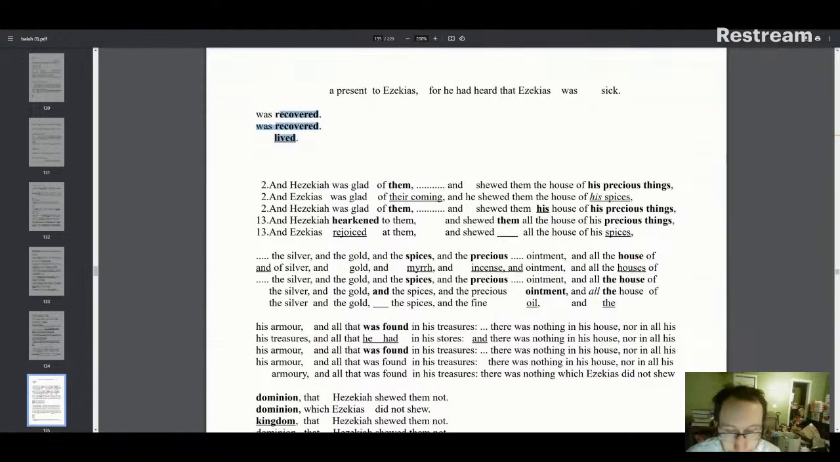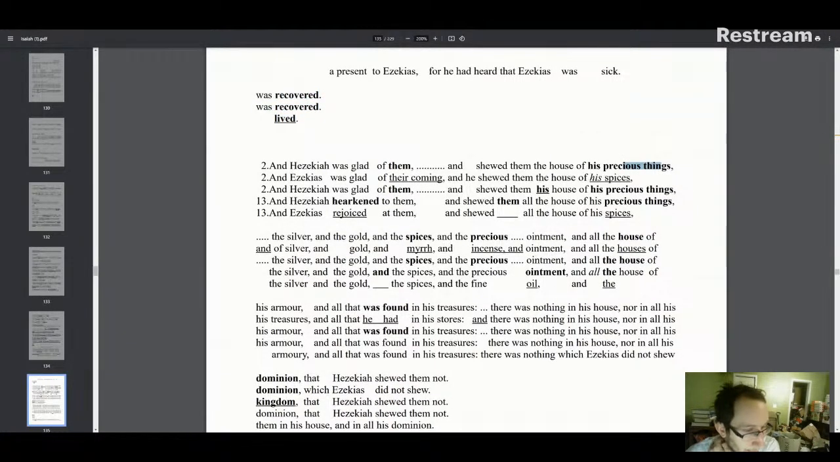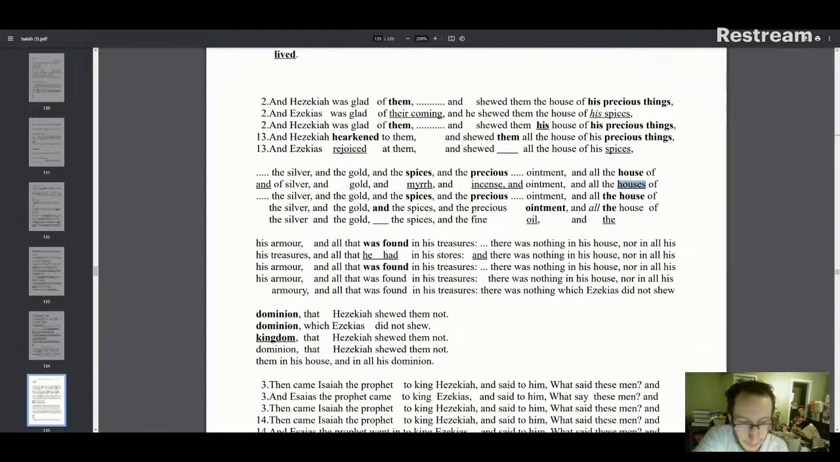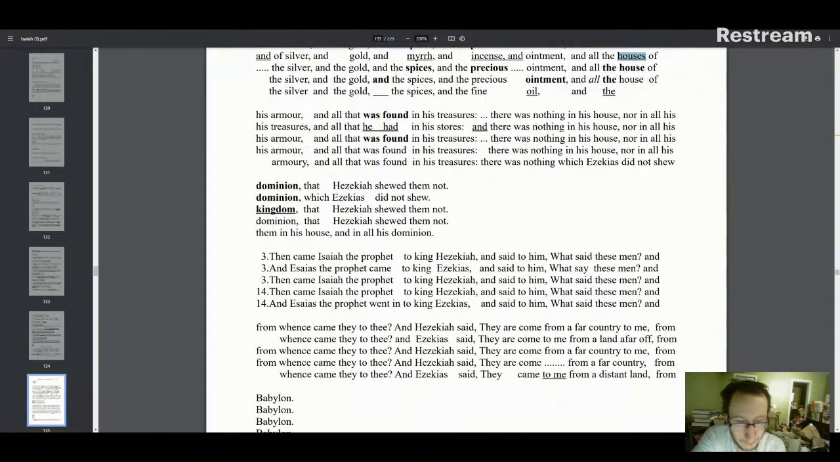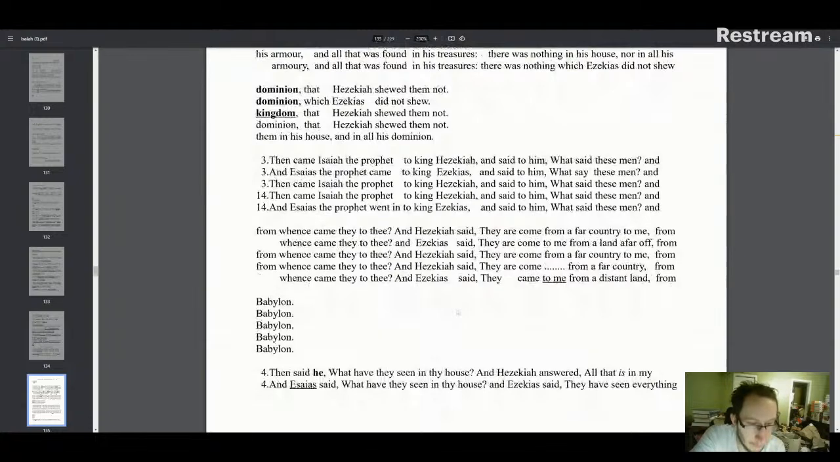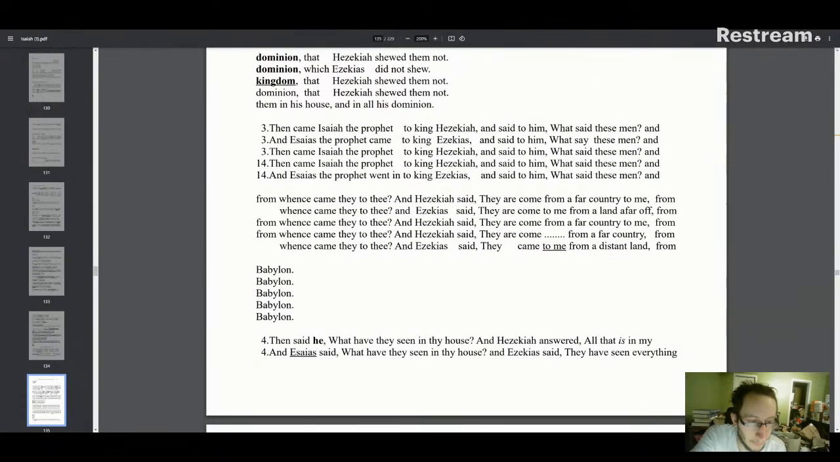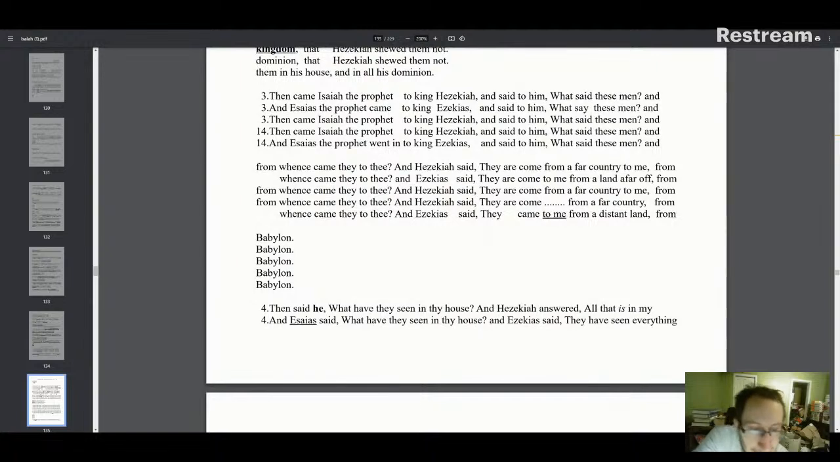Let's see here. Precious things is translated in both Septuagint of Isaiah and 2 Kings as spices. So we can trust that the Hebrew reading is the correct reading. House, the Septuagint of Isaiah pluralizes it like they normally do. Hebrew of 2 Kings is the only one that does not say to me. All other versions say to me. So we would go with the to me reading.